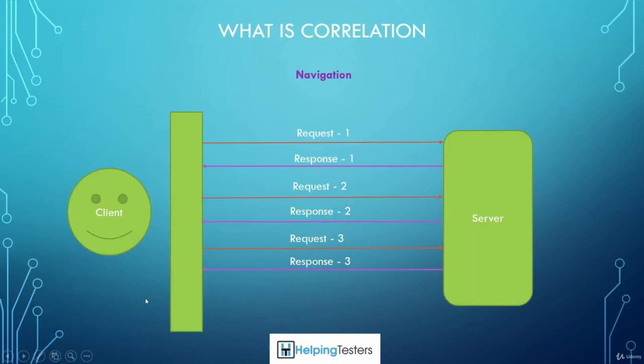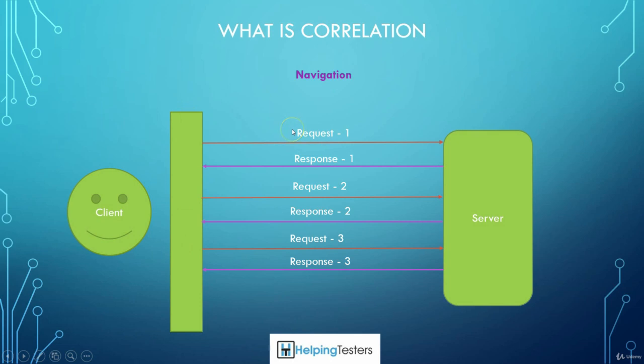First, let us understand what is correlation and how it would be handled in LoadRunner. If you look here, we have two entities: one is the client and another one is the server. The navigation for a flow goes like this. The very first thing is the client requests the server. We call it request one, and for request one we get the response, which we call response one. Likewise, there will be a sequence of request and response flow happening between the client and server.